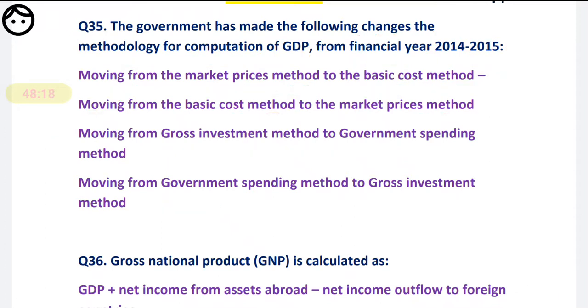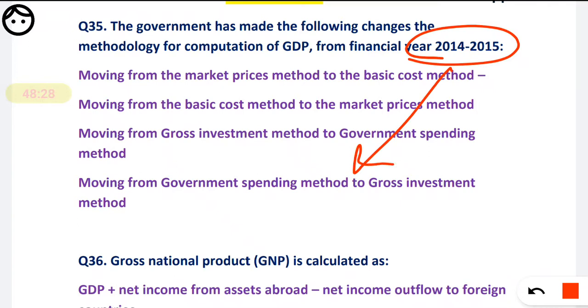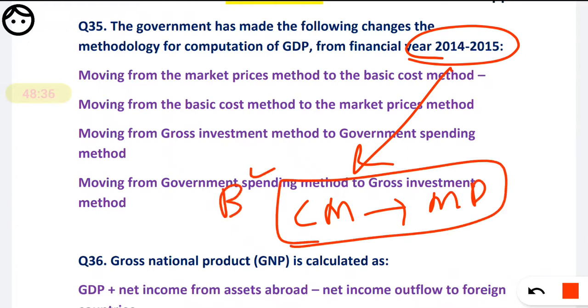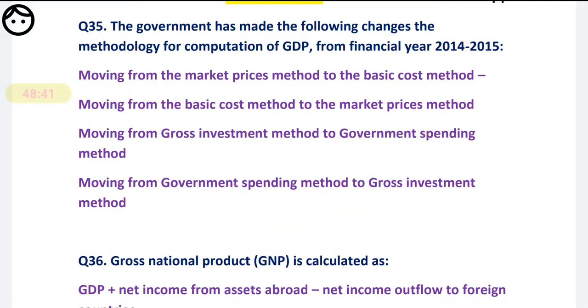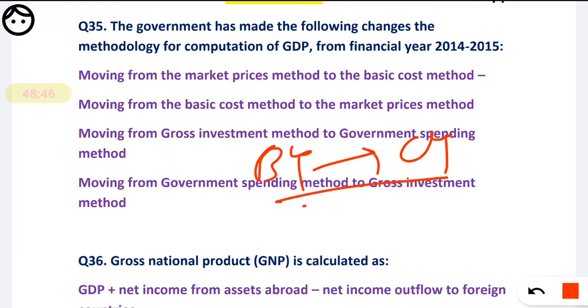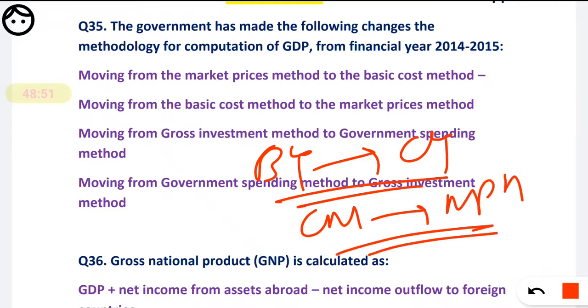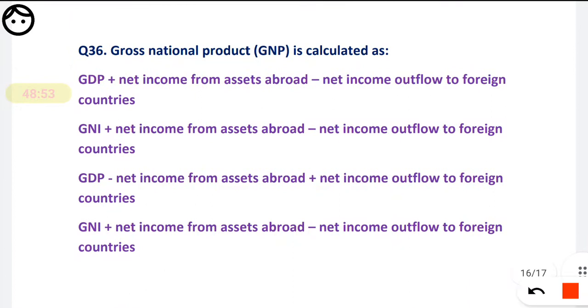Remember, just remember, because I am not explaining all the options, because this is a one-liner MCQ. You have to just remember the points. In 2014-15, the government changed from the cost method to the market price method. Okay, what is the cost method? Base year, they are changing to the current year, basically that is market price. They have changed base year to current year, that is cost method to the market price method. Okay, very easy.